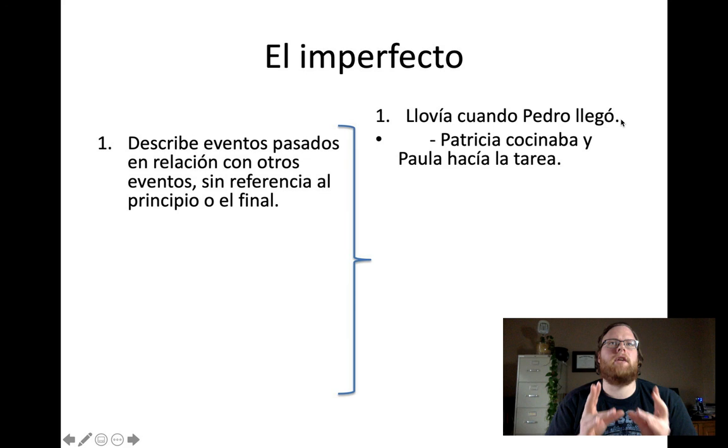Or we could have it be a complete sentence as well. Patricia cocinaba y Paula hacía la tarea. So here, we don't know how long. We just know that Patricia was cooking and Paula was doing homework. We don't know how long. We don't know when. Just that it was in the past. Again, a greater degree of ambiguity. So we could have in our next sentence, suddenly, they heard a knock on the door. De repente escucharon un ruido en la puerta.